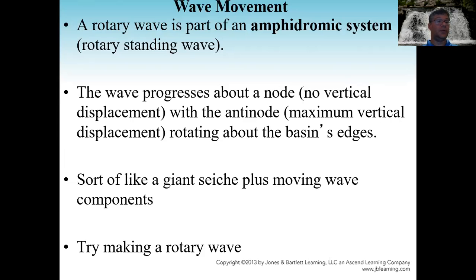The wave circles around a node. The node is the spot in the middle where there's no up or down. The antinode, where we have the greatest amount of up and down, is at the edges around the shores of our basin. It has some components like a seiche type wave, but also like a moving wave going on.